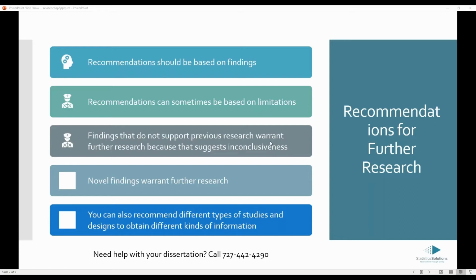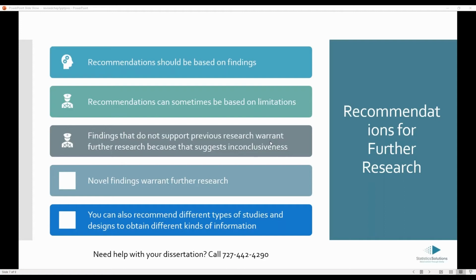Recommendations based on limitations. If you did a quantitative study and you didn't get an adequate sample size, you can recommend replicating the study with an adequate sample size. If something happened because of COVID and you couldn't do something you wanted to, you could recommend replicating the study, but doing it properly and addressing the limitations. So recommendations can be based on your findings or your limitations.